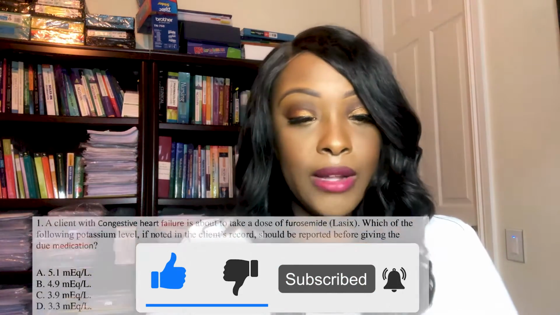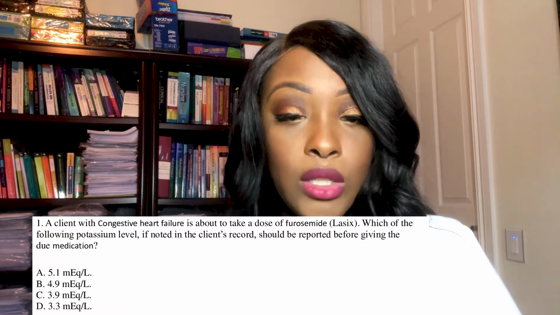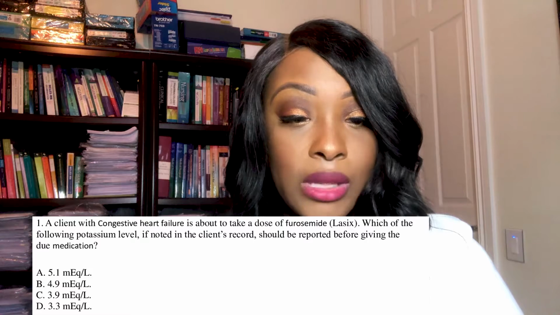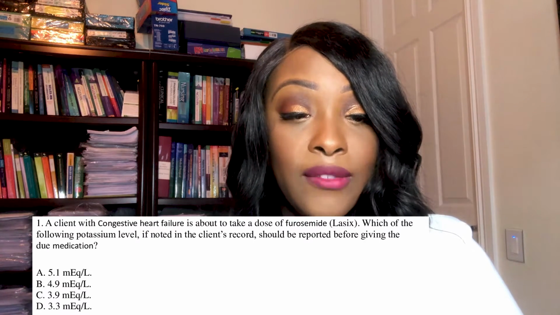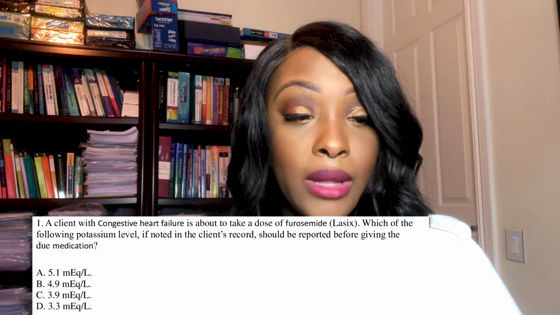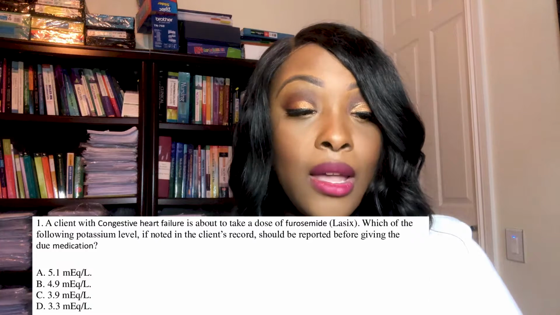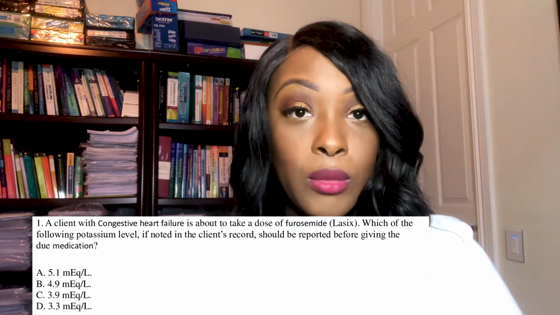So let's get started. A client with congestive heart failure is about to take a dose of furosemide (Lasix). Which of the following potassium levels, if noted in the client's record, should be reported before giving the medication? 1, 5.1; 2, 4.9; 3, 3.9; or 4, 3.3.